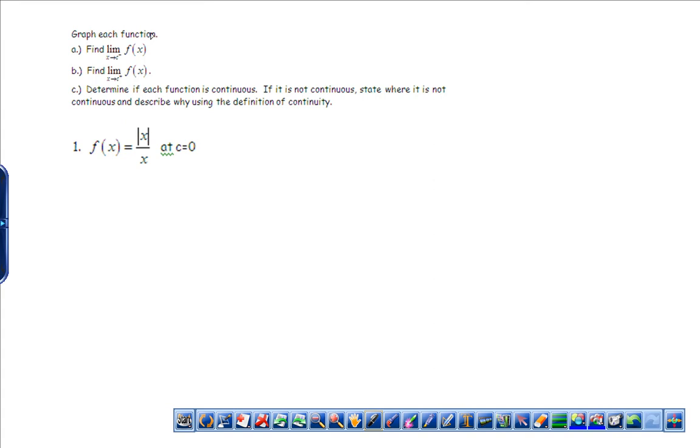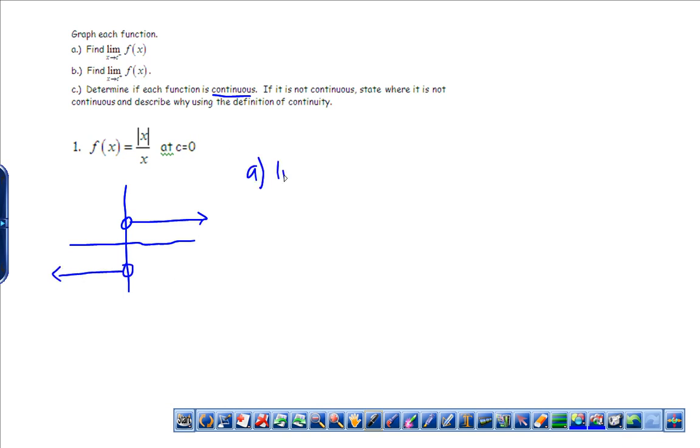It says graph each function, find the limit approaching c from the left side and from the right side. Determine if each function is continuous. If it's not continuous, state where it is not continuous and describe why using the definition of continuity. I'm first going to graph this at c equals 0. Plugging in 0, absolute value of 0 over 0. We've graphed this one before, and it's going to look like this and like this.